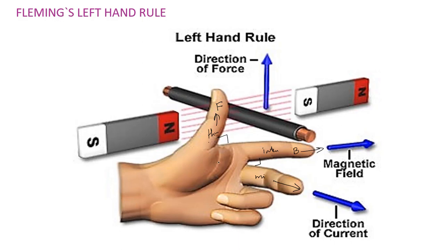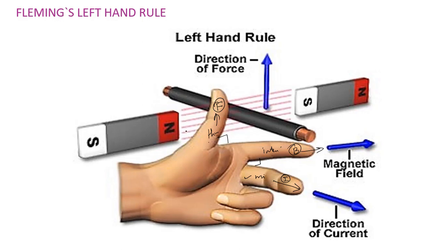Again I am repeating: if we stretch our left hand in such a way that the thumb, index finger and middle finger are perpendicular to each other, the index finger shows the direction of magnetic field, the middle finger shows the direction of electric current, then the thumb will point the direction of force on the conductor.